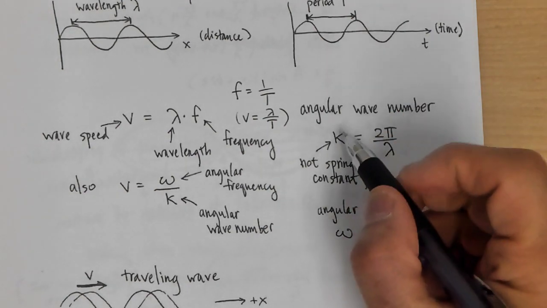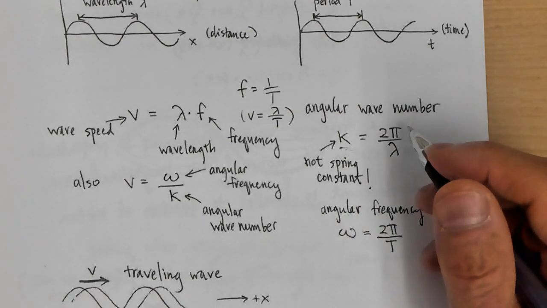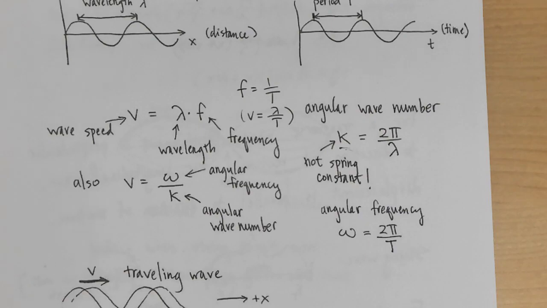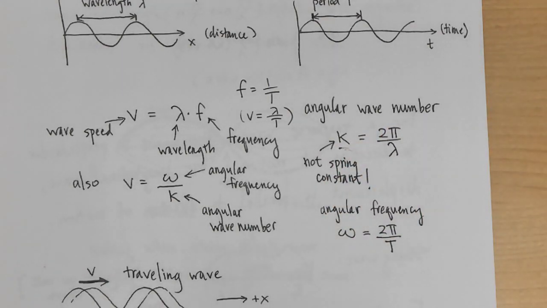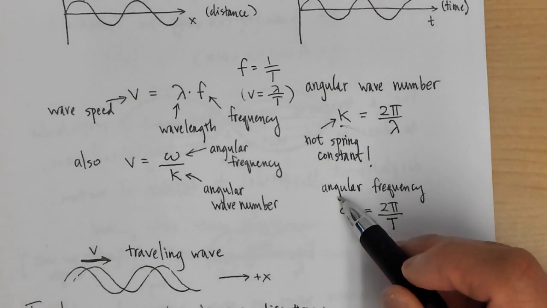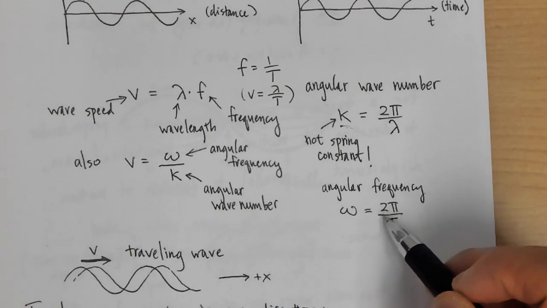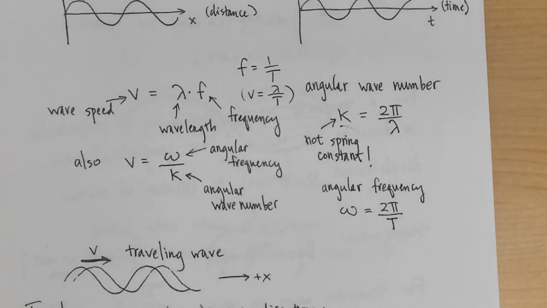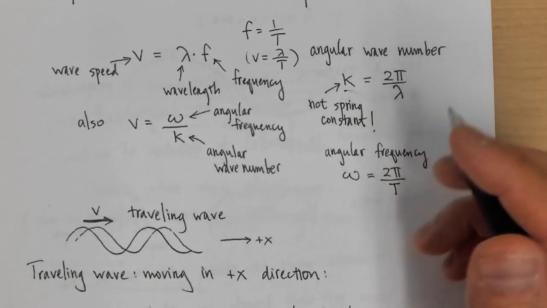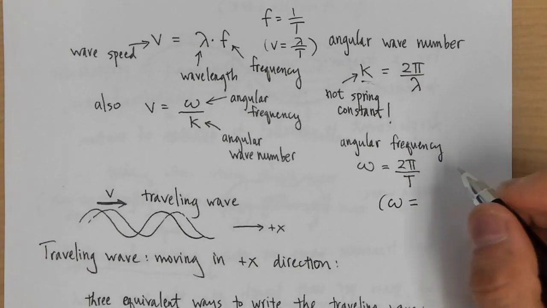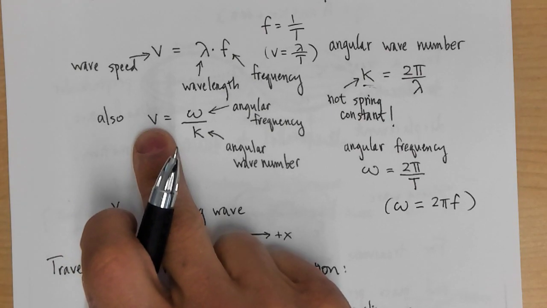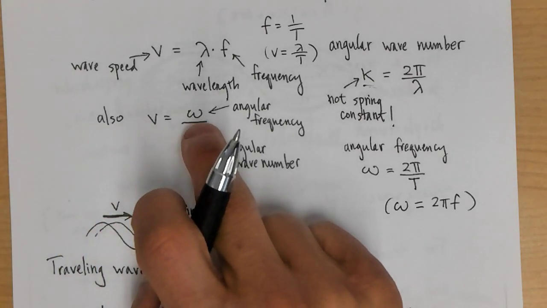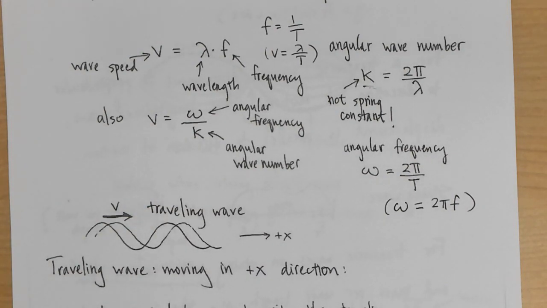Okay. Now, we can also define this angular wave number. It's written as small k. That's not the spring constant. So if there's no spring in the problem, k stands for wave number. And that's 2 pi divided by the wavelength. This is analogous to the angular frequency omega, which is 2 pi divided by the period T. Some other formulas that hopefully you're aware of is that the angular frequency is 2 pi times the frequency. Now I can also write the wave speed, v, as the angular frequency omega divided by the wave number, k.